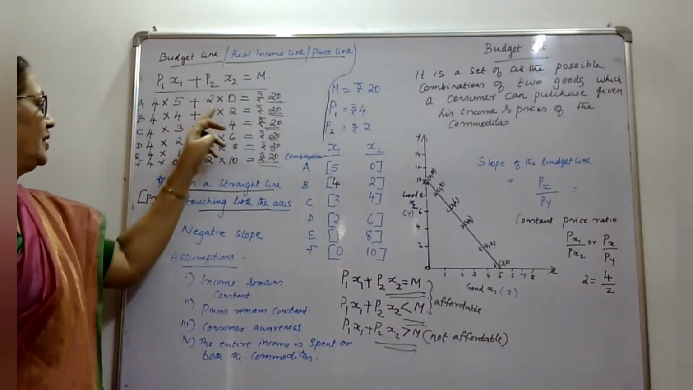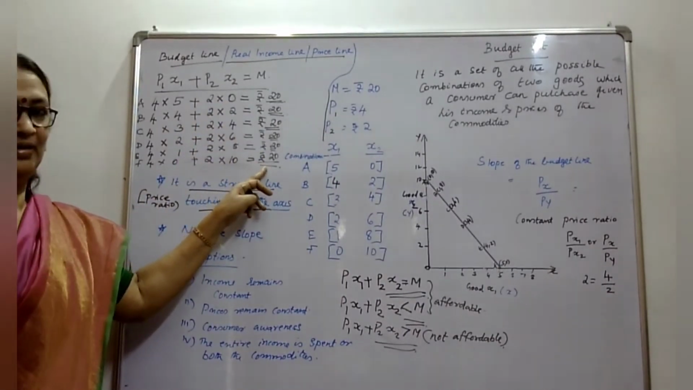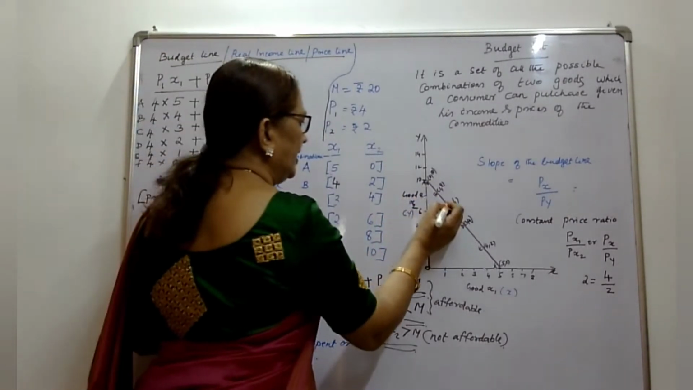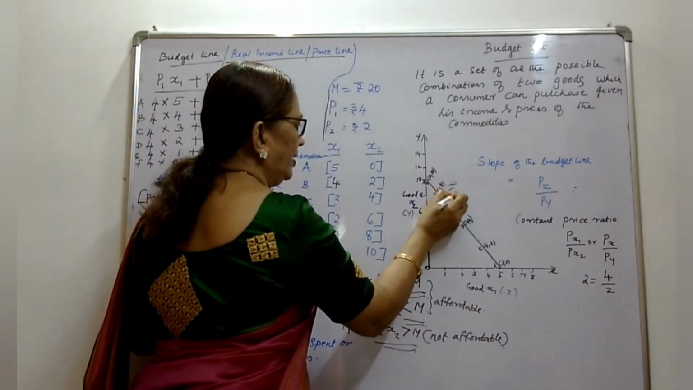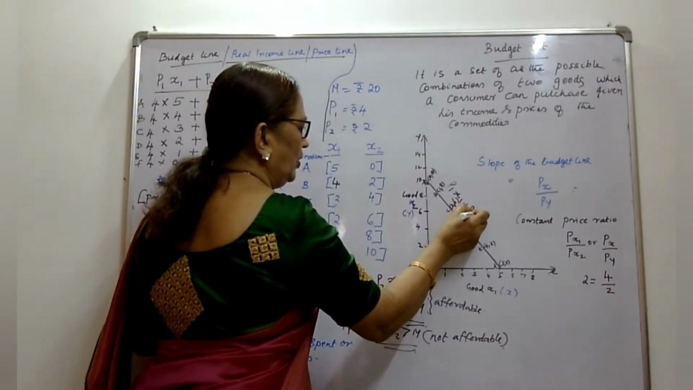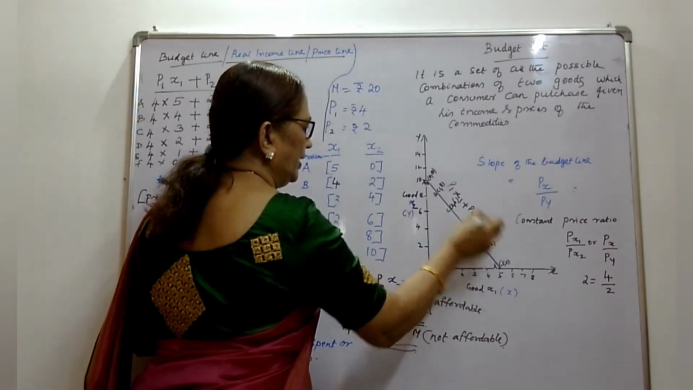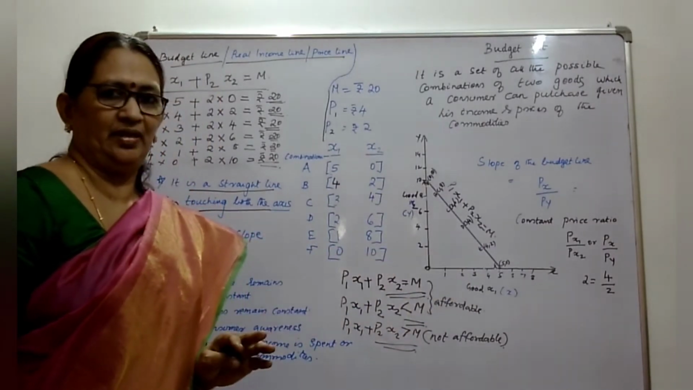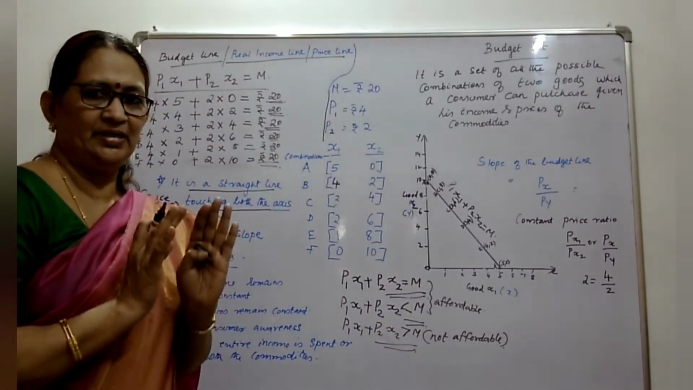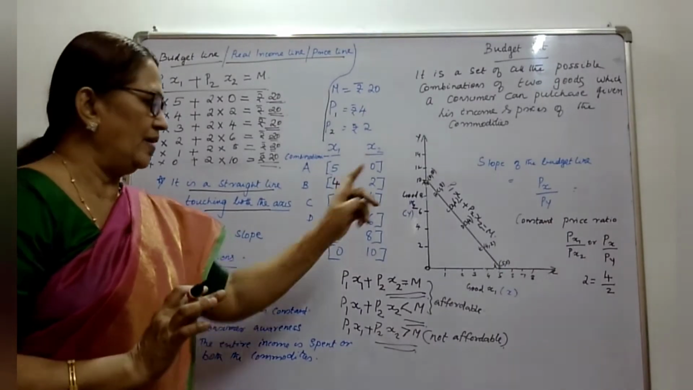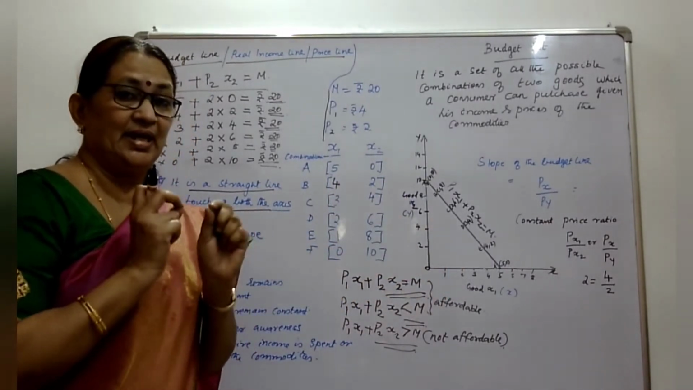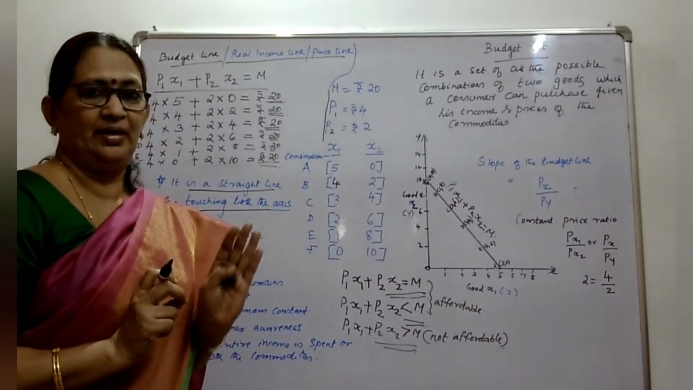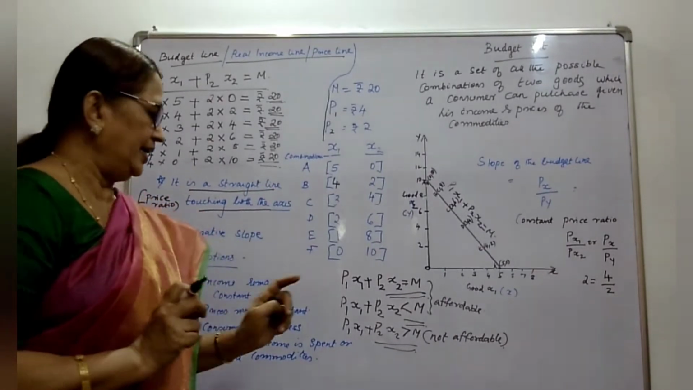Okay, so this way the budget line equation is proved here. What is the budget line equation? P1 x1 plus P2 x2 is equal to M. That is the budget line equation. All the bundles which are equal to income come on the budget line. So the budget line equation is P1 x1 plus P2 x2 is equal to M. Okay, next.